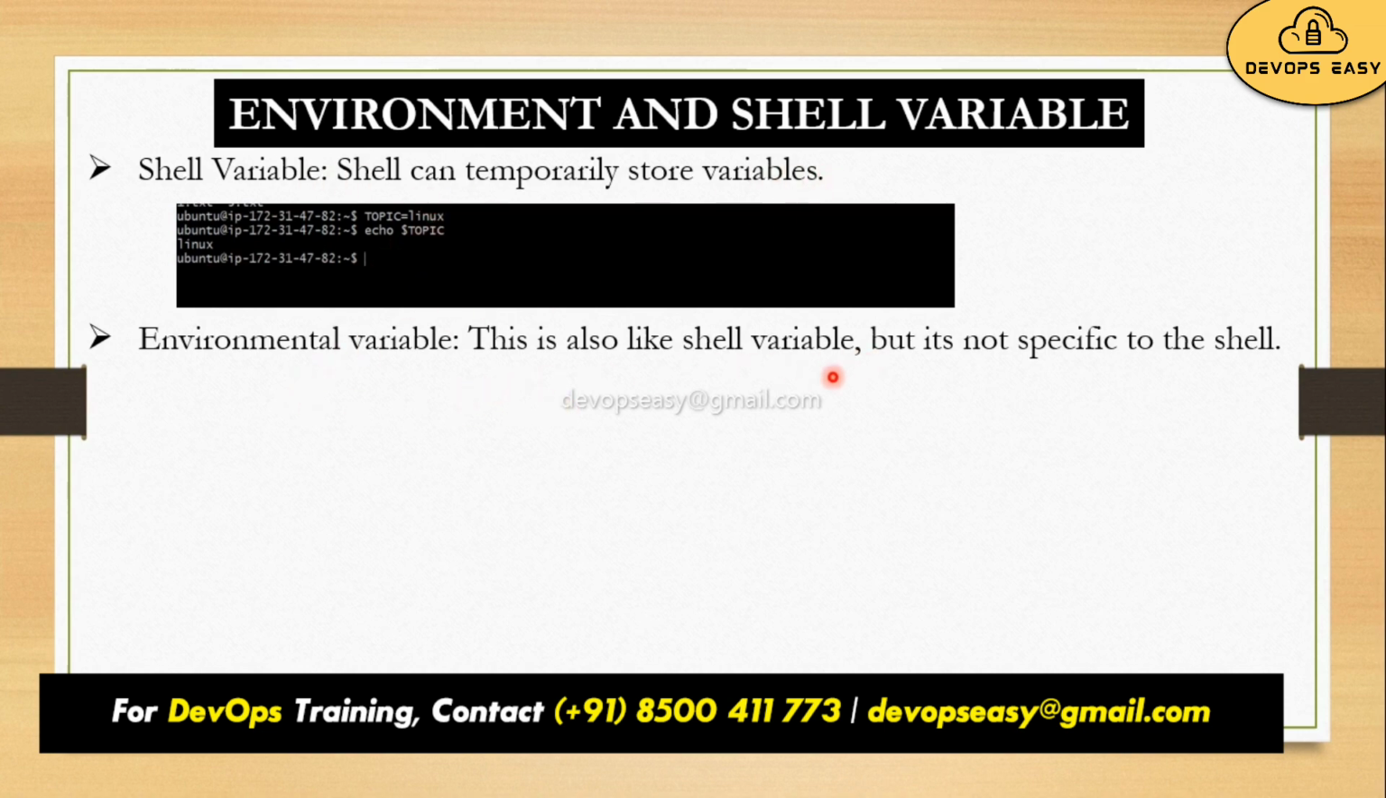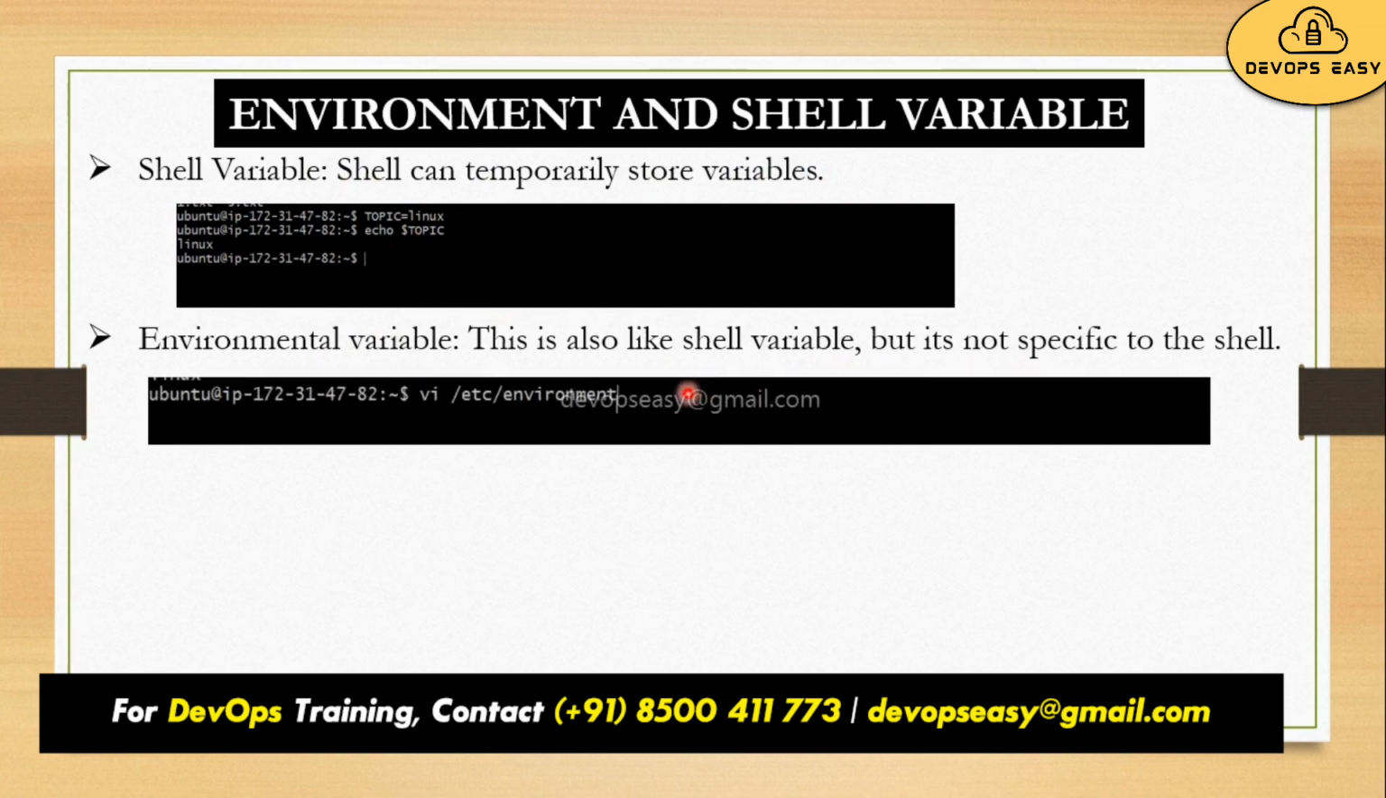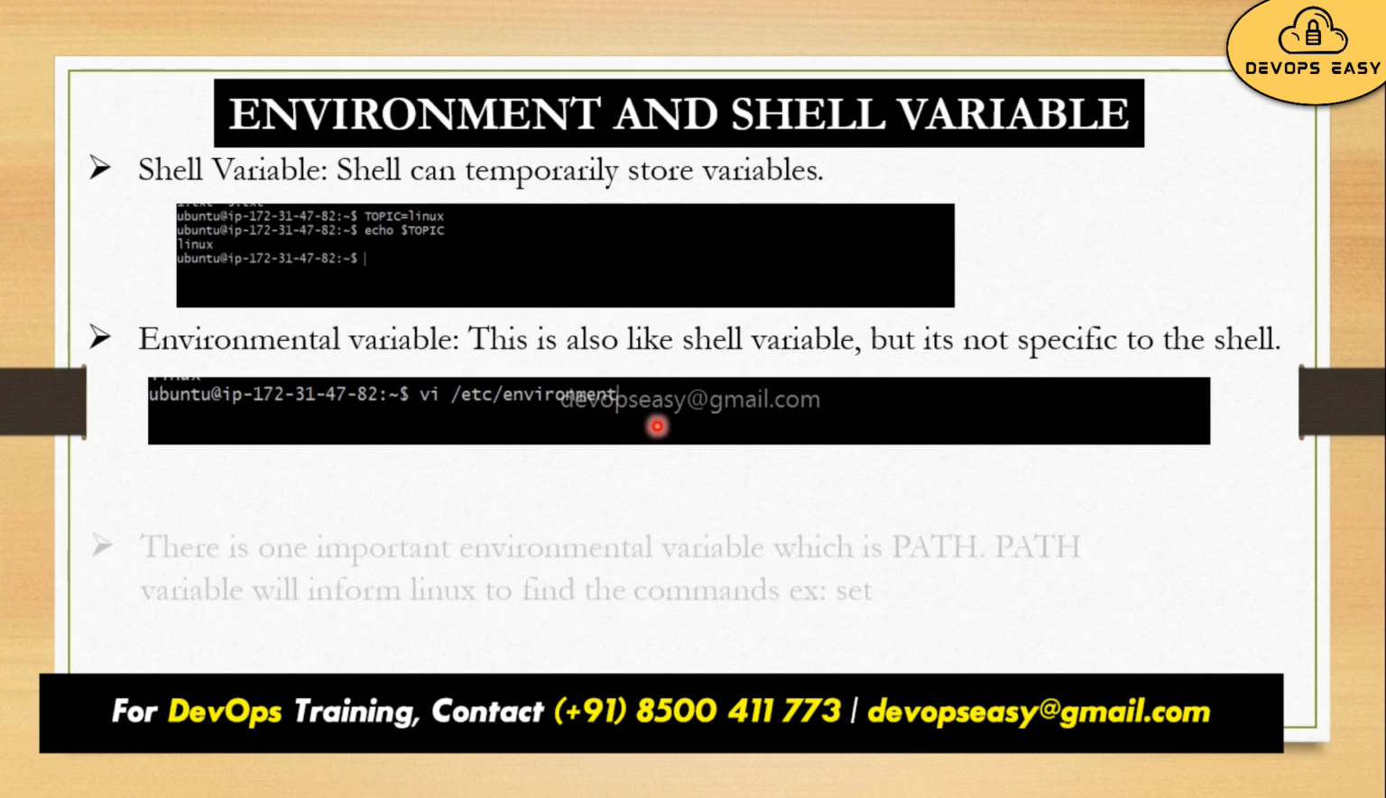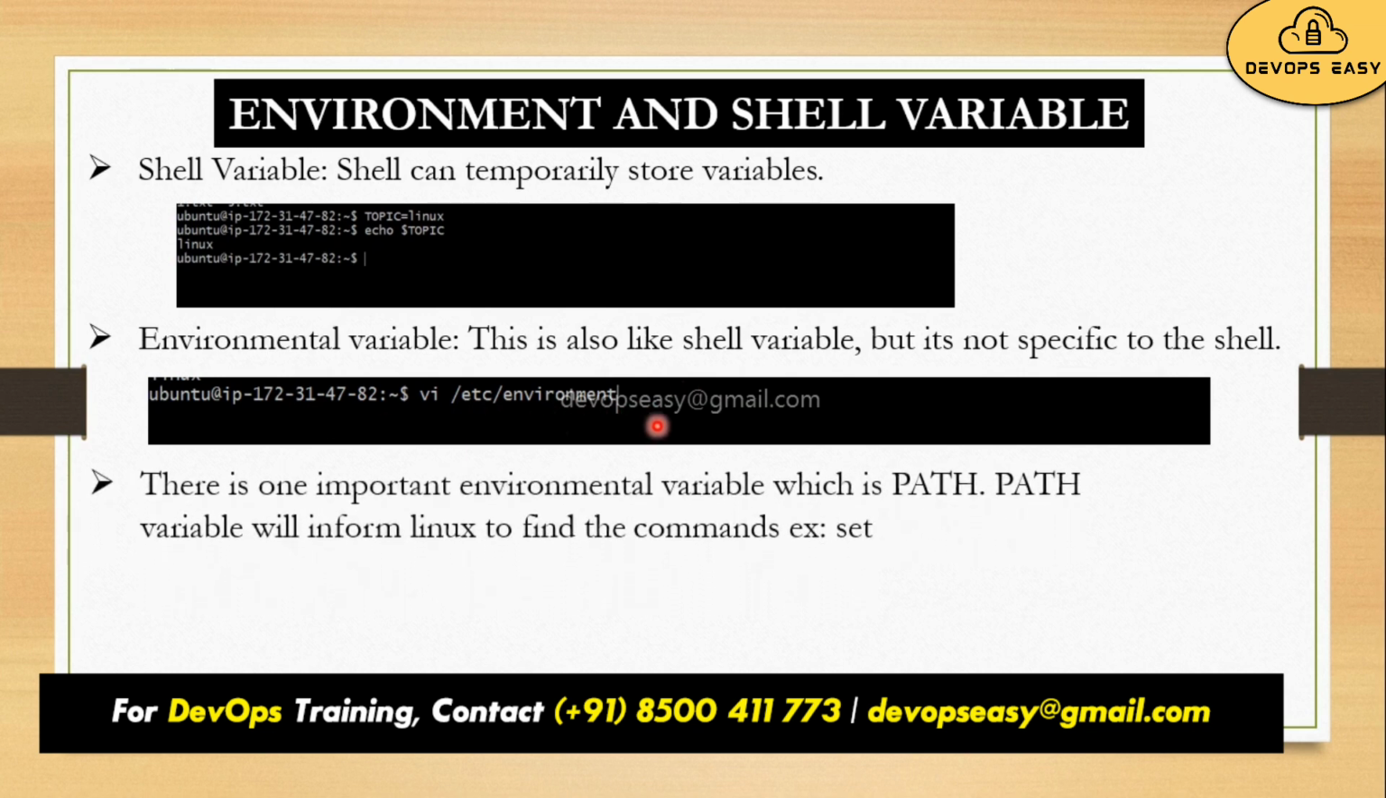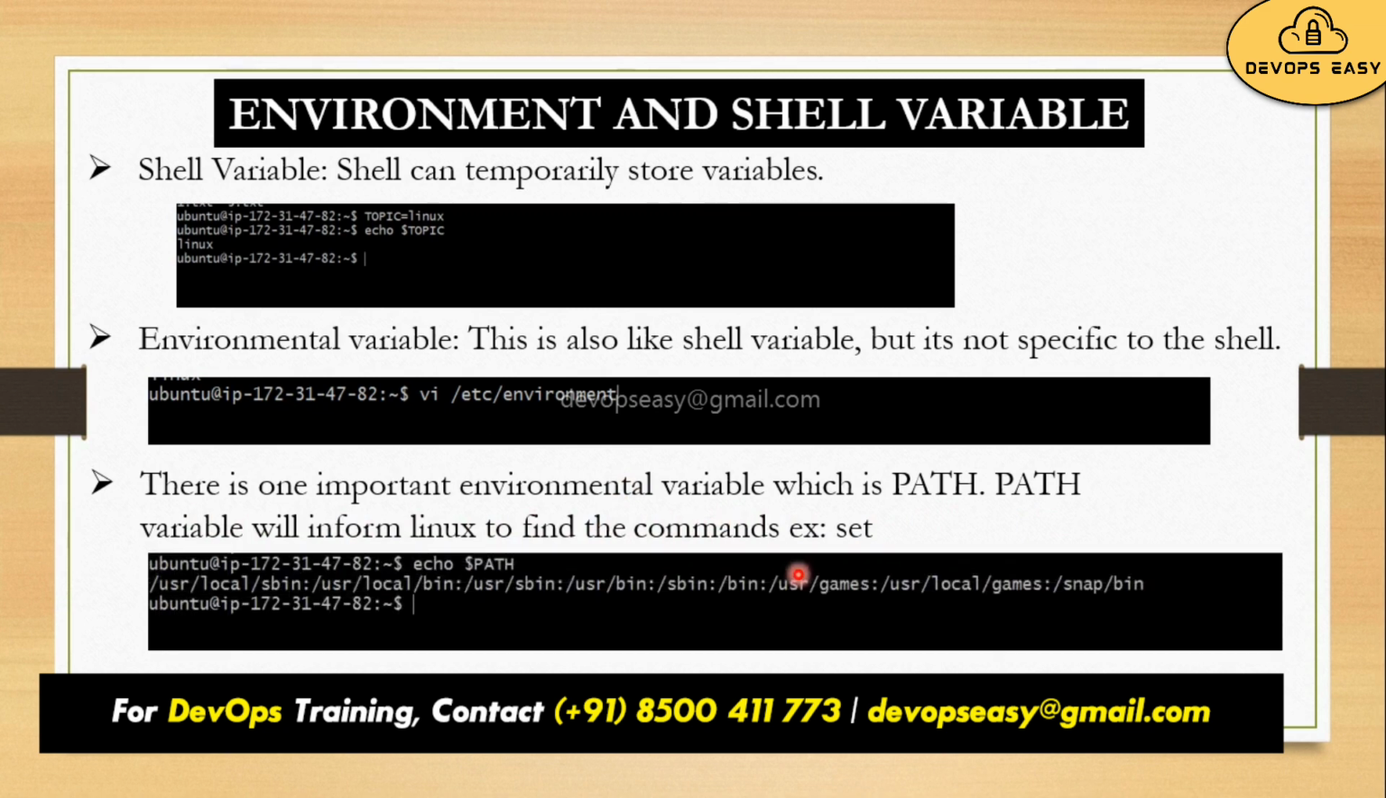Another one was the environment variable. This is also like shell, but it's a little bit different. Whenever you edit the /etc/environment file, whatever name you have assigned will remain constant. There is one more important environment variable, which is PATH, right? The PATH variable, which we need to discuss. Right now I am going to discuss it. If you execute echo $PATH, this is the path. Now I will explain this by example.